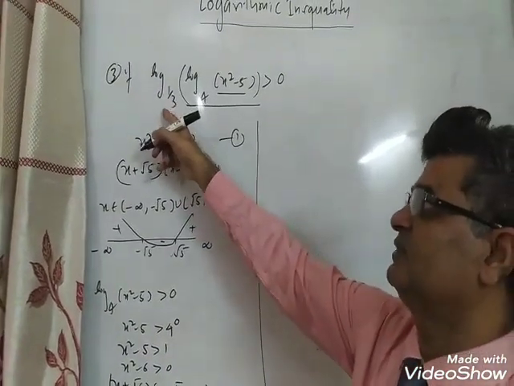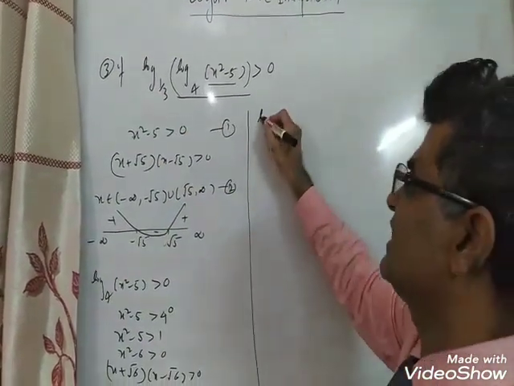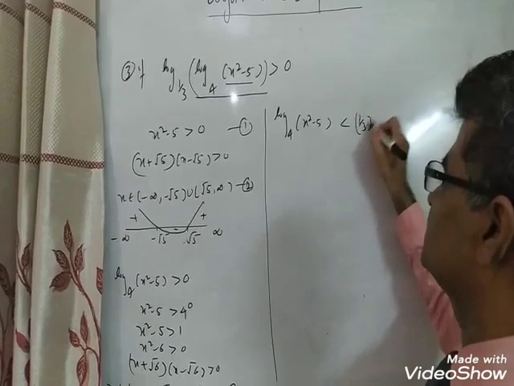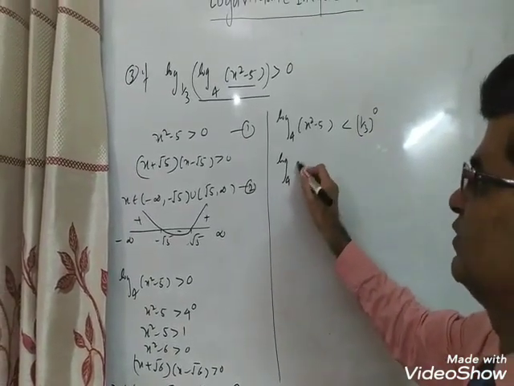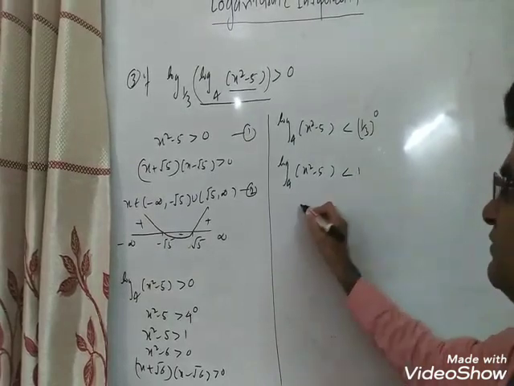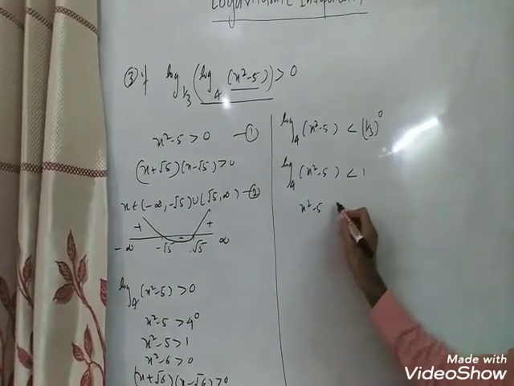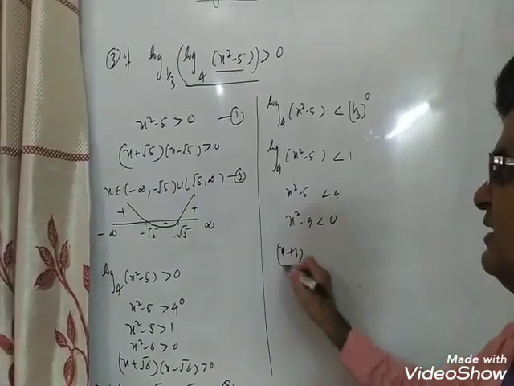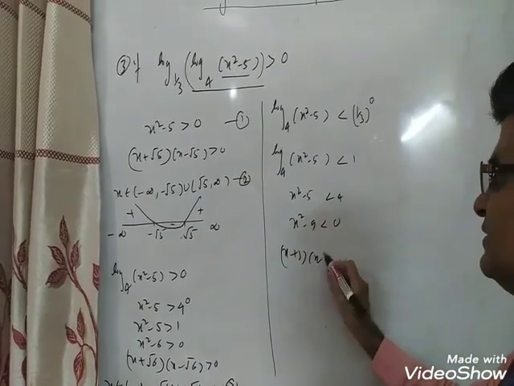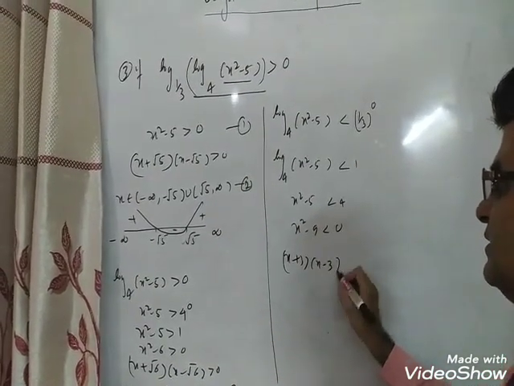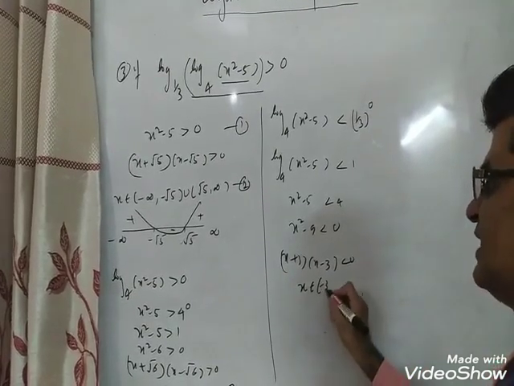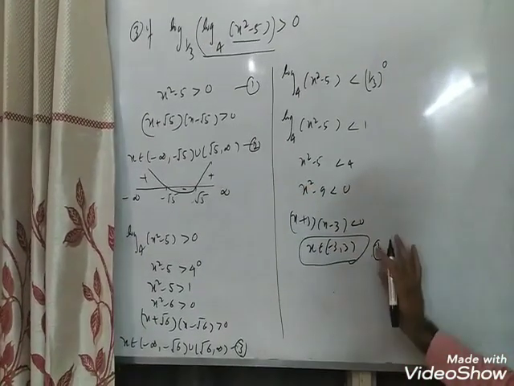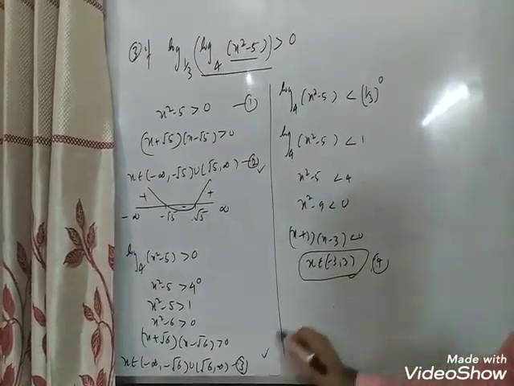Now the base is less than 1, so the inequality sign will change. Log base 4 of (x square minus 5) will be less than 1 by 3 to the power 0. So log base 4 of (x square minus 5) is less than 1. Now the base is greater than 1, so there will be no change in the inequality sign. So x square minus 9 less than 0. So (x plus 3)(x minus 3) will be less than 0. So x lies in between minus 3 and 3. So this is the third solution. Now we have to find the common solution of 2, 3 and 4.